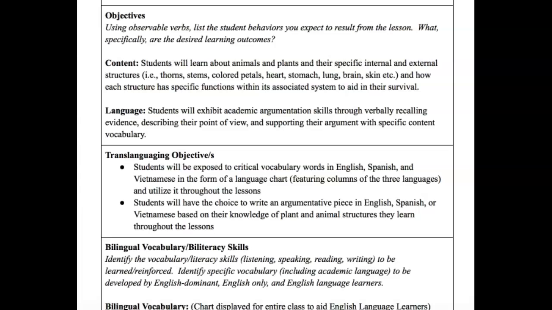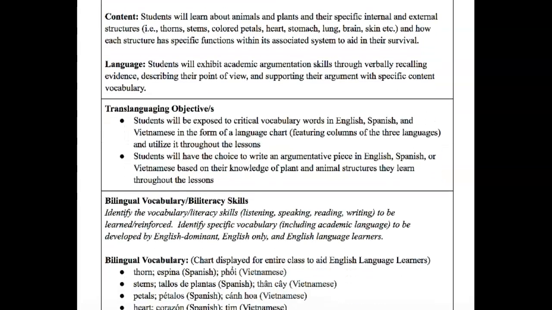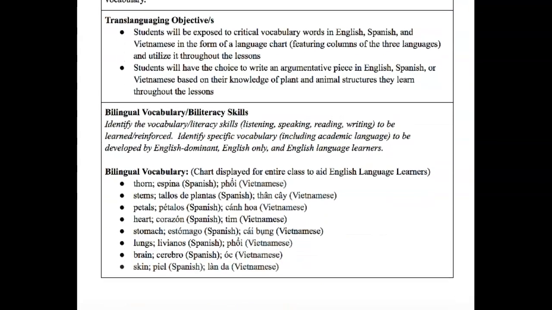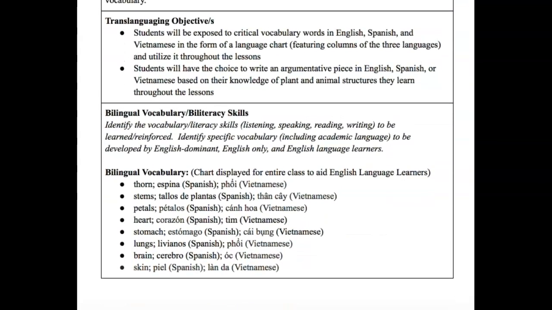As for the language objective, we have that students will exhibit academic argumentation skills through verbally recalling evidence when talking with the teacher and other students, and then describing their point of view and supporting their argument with specific content vocabulary. So this will occur when they write an argumentation piece on their Chromebook at the end of the second lesson. We have 2 translanguaging objectives.